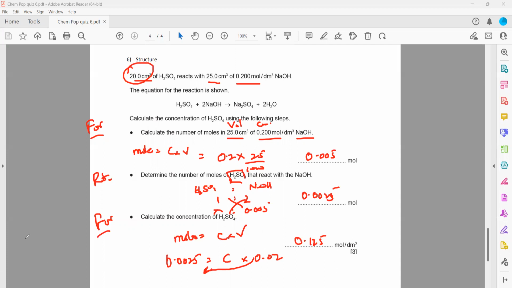So the first part is by formula, the second is by ratio, and the third is again by formula. So it is formula, ratio, formula. Is it clear, this one?